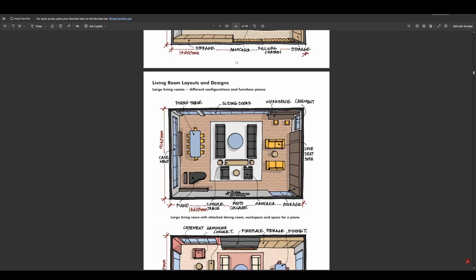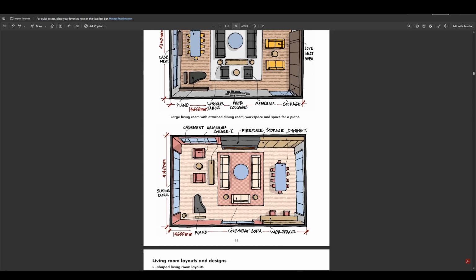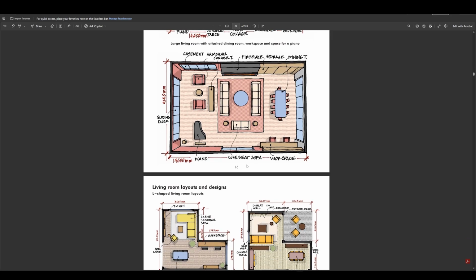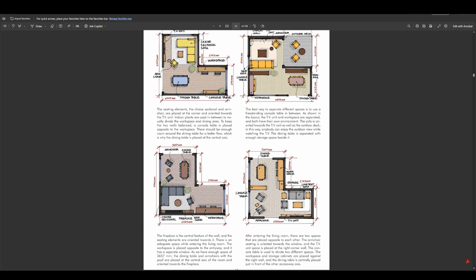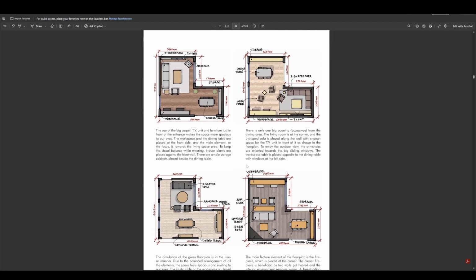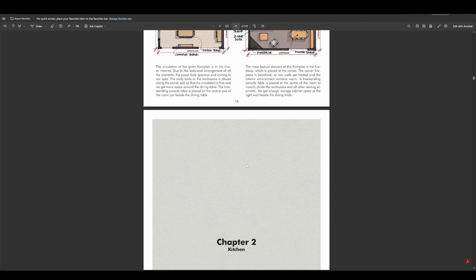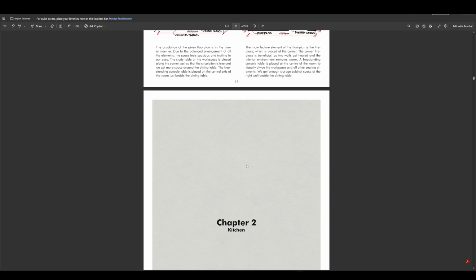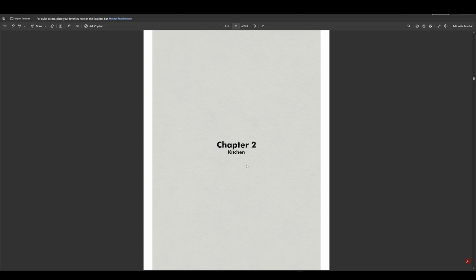I'll just show more layouts. Okay, so next is kitchen. I'll try this tomorrow and provide you the video lecture.